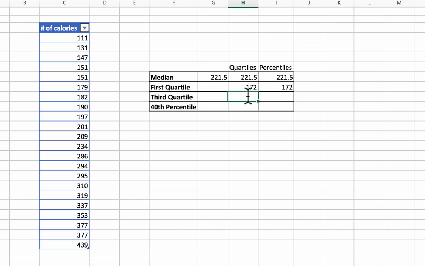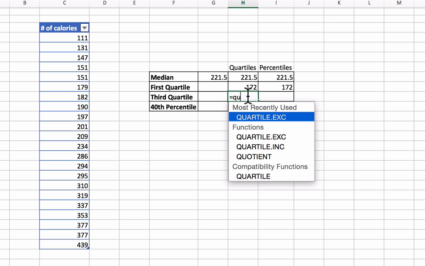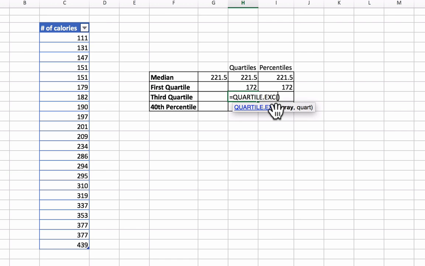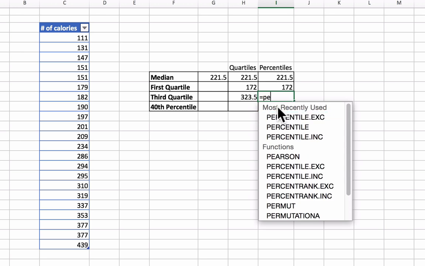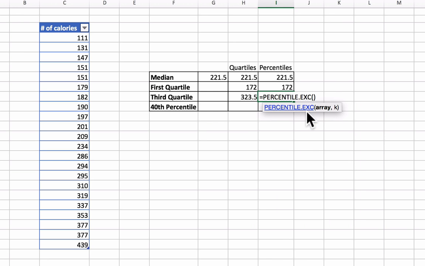The third quartile, we can use 2 functions again for this one. So the quartile function, and this time, since we are talking about the third quartile, we have to put in 3. And so we end up with 323.5, which matches what we did when we did our calculation using the formula. We could also use percentile, and we put in for K 75%, or 0.75, and we get 323.5.